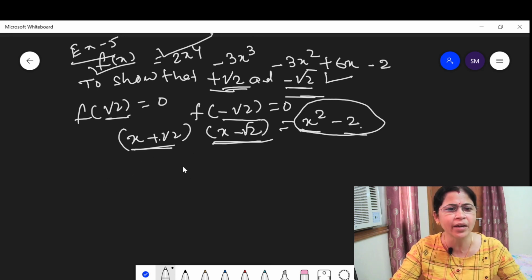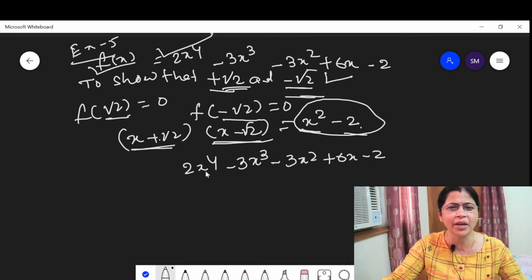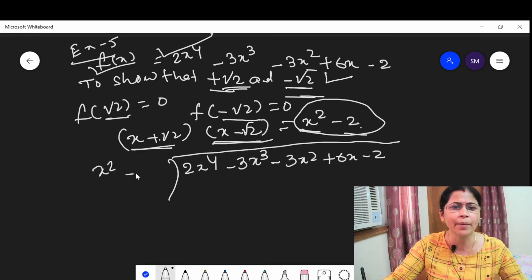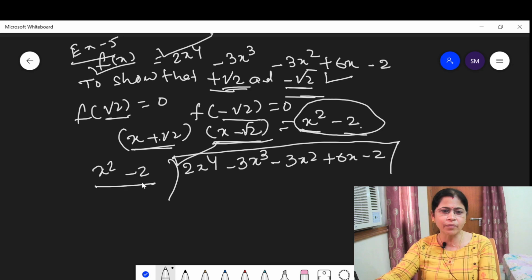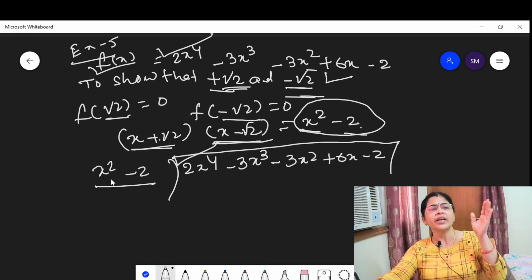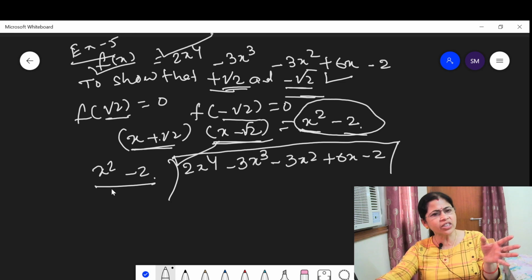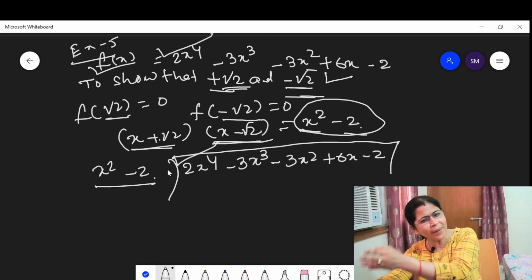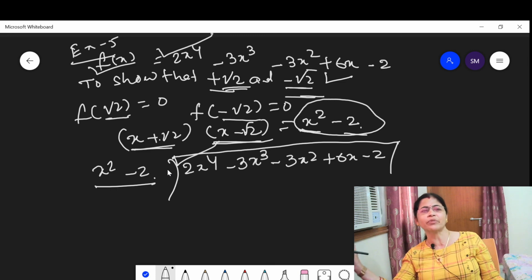Here f(x) is given as 2x^4 - 3x^3 - 3x^2 + 6x - 2. Divide this by x square minus 2. Here our aim is to prove the remainder is 0. If the remainder is 0, this shows that this is a factor of this. If it is a factor, then f(x) is equal to q(x) into g(x), where g(x) is the divisor and by dividing we get the quotient q(x). This means f(x) is 0 when x square minus 2 is equal to 0, so x is equal to plus or minus root 2. This means plus root 2 and minus root 2 are the zeros of the given polynomial.